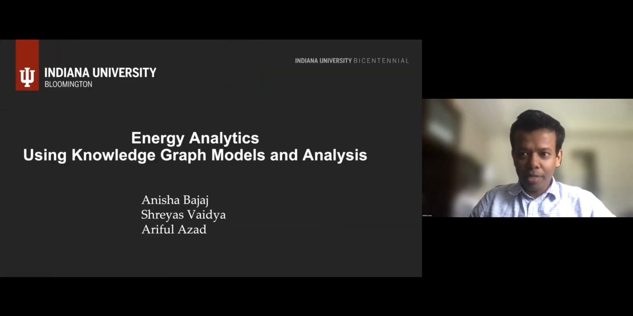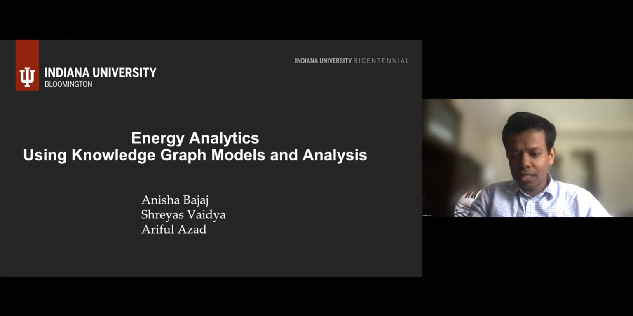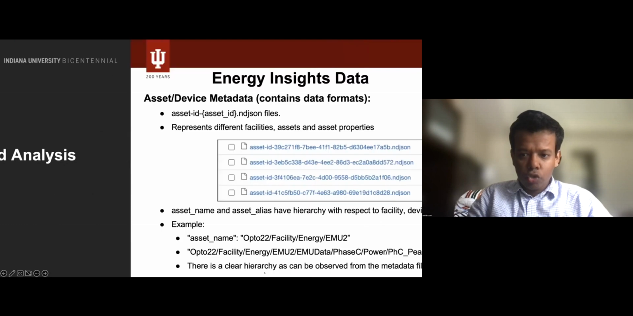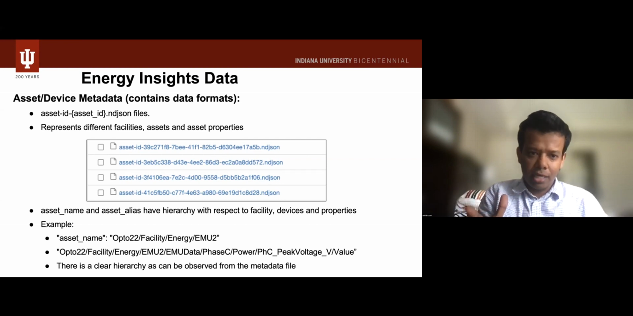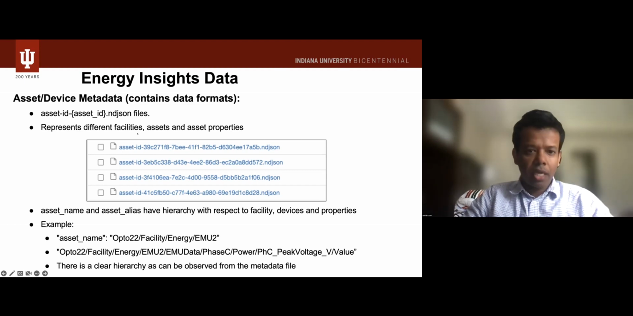So I will take it from there. Prateek discussed how to process the initial data, and I will discuss how we can model all the devices and analyze them simultaneously. So this is how we are getting the data into multiple files. For every asset or device that we are getting, we have a metadata file, and we are getting this data from Mega AI in this format.